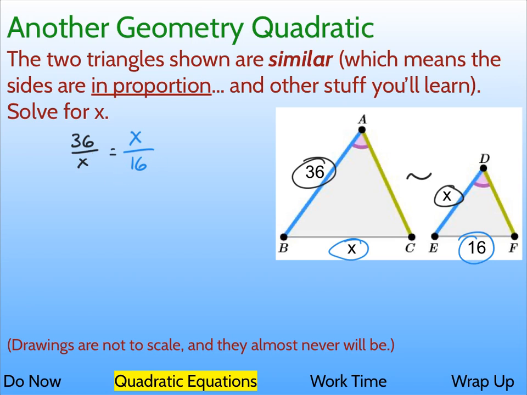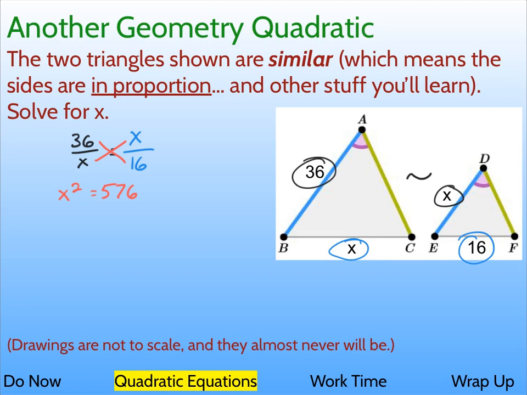So, to solve this, we're just going to do what we were doing yesterday, or a couple days ago, and cross multiply. So we have x times x, which, despite what many students think, is not 2x, it's x squared. And then we have 36 times 16, which equals 576.